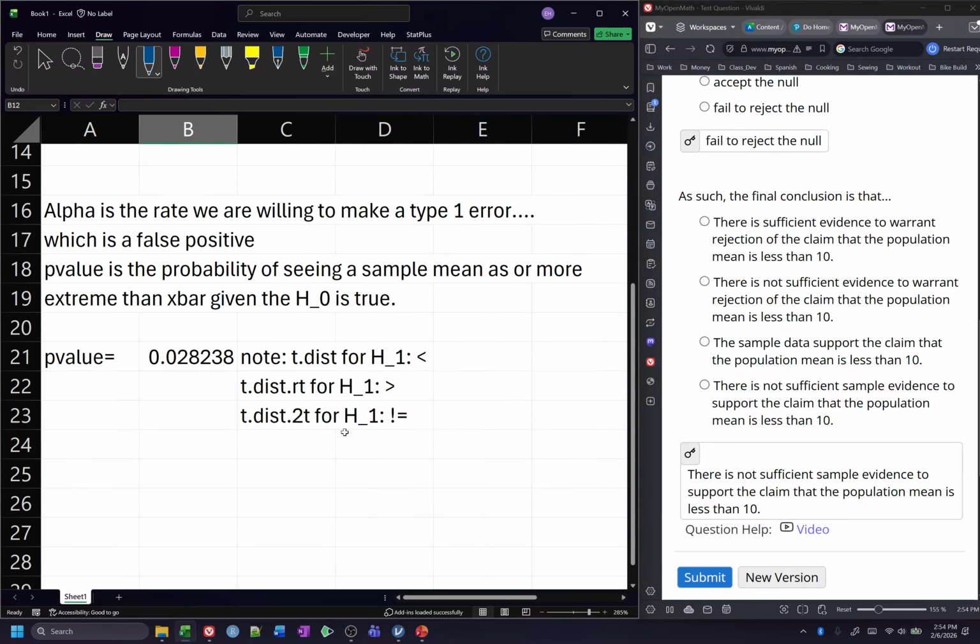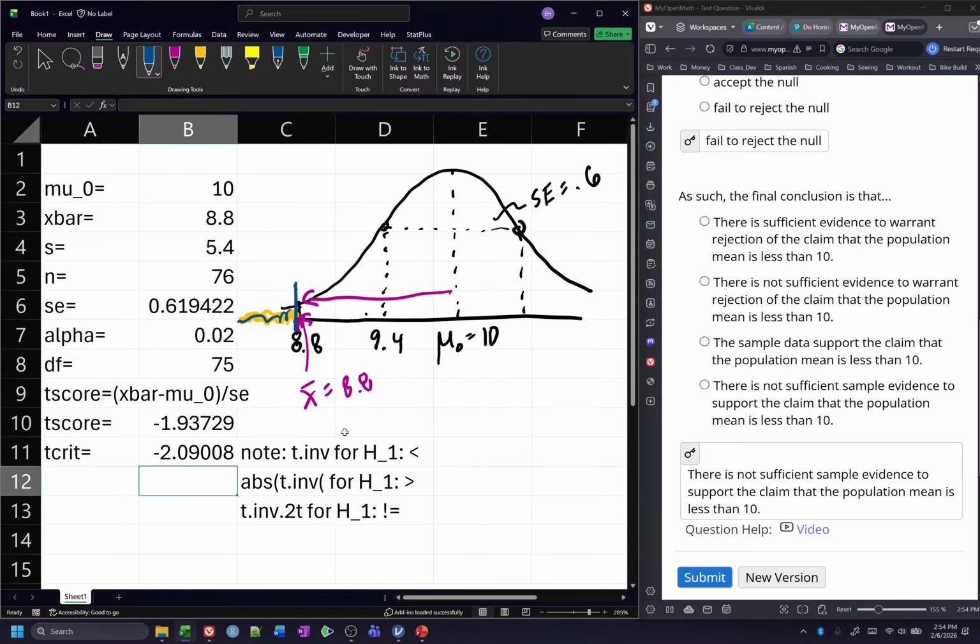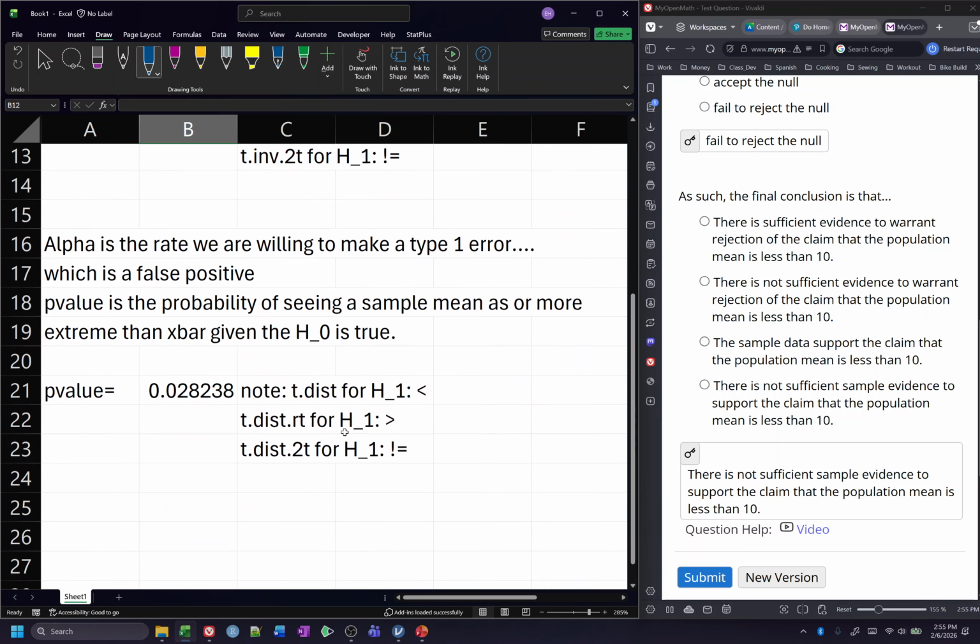Okay, so there it is from top to bottom, how to do each of those. I hope that helps you if you decide to use Excel, that this can walk you through how to calculate your t-scores, your t-criticals, and your p-values.